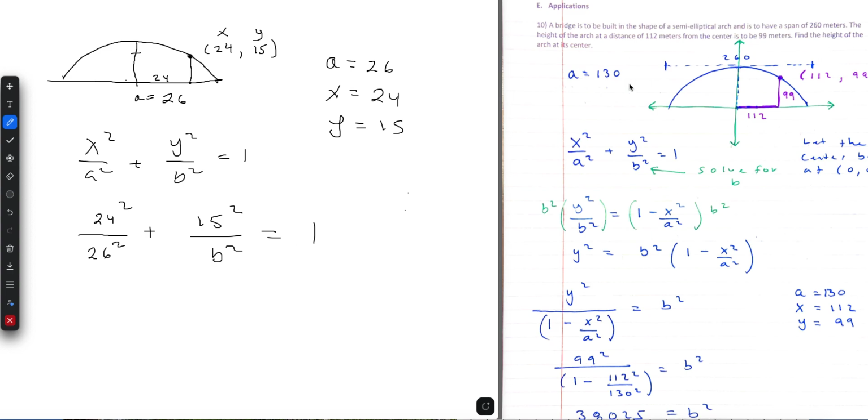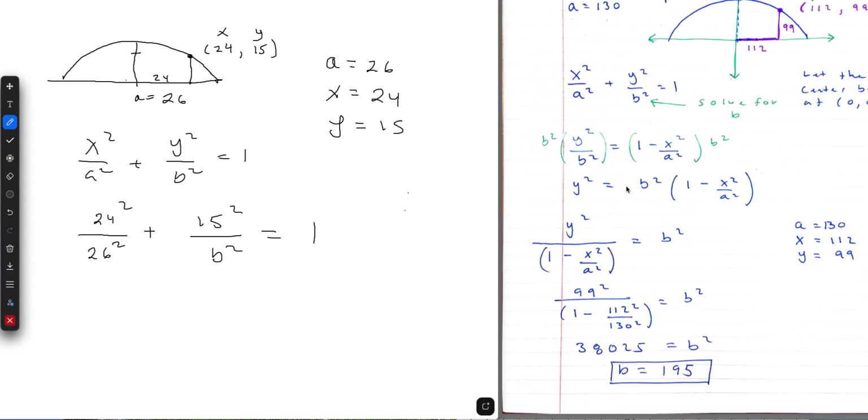Hey there. So for this one, I'm just referencing the one here in the notes. Yours, the major axis was 52, so half of that was 26. So that's how we got that A. And then they gave us the point 24 feet away from the center has to be 15 feet high. So that's that XY, just to make sure everything's on the same page. And then there's the formula we're plugging into.